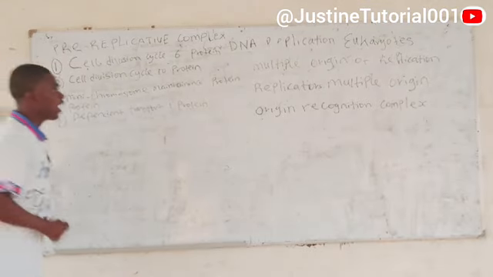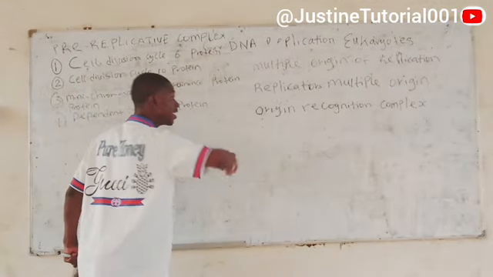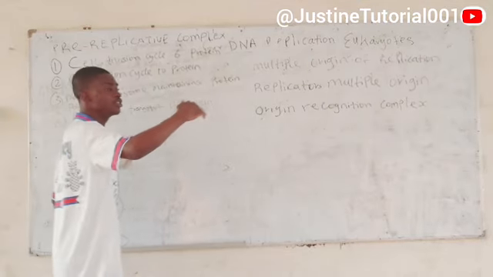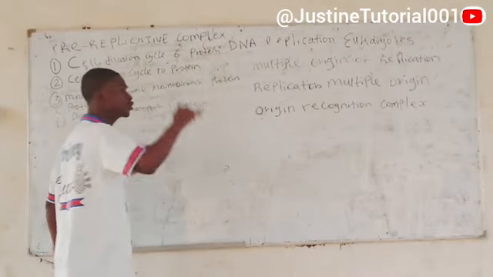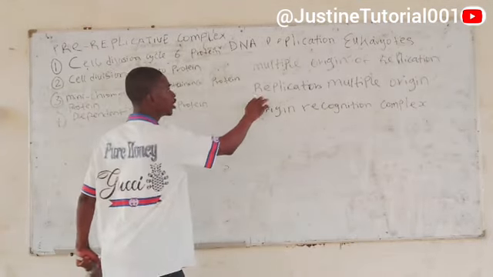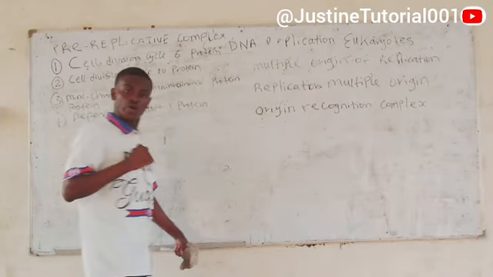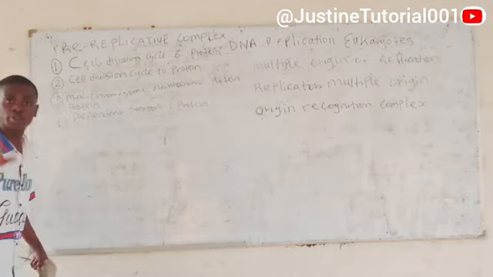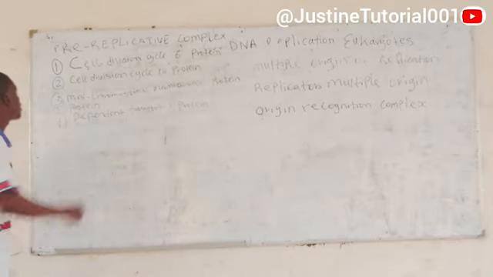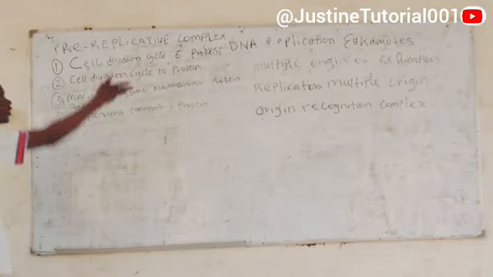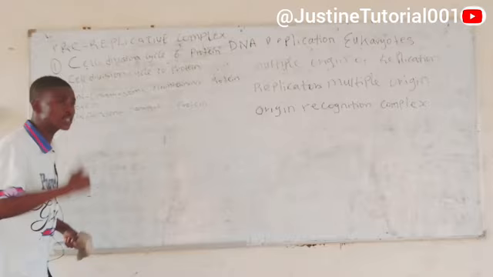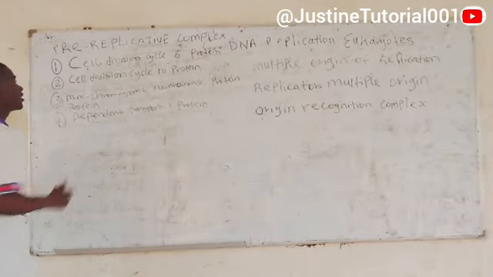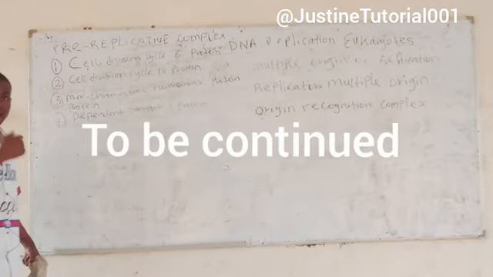Now this complex binds to the multiple origin of replication, which is distributed along each chromosome, called the replicator's multiple origin. That binding process was necessary for the establishment of this pre-replicative complex. Now let's look at what will happen if this pre-replicative complex is established.